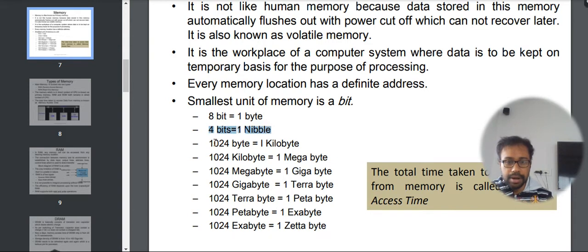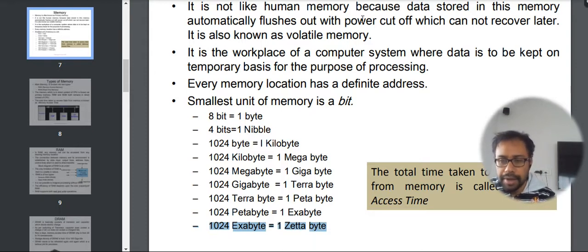4 bits is equal to 1 nibble, 1024 bytes is equal to 1 kilobyte, 1024 KB is equal to 1 MB, 1024 megabytes is equal to 1 GB or gigabyte, 1024 gigabytes is equal to 1 terabyte, 1024 terabytes is equal to 1 petabyte, 1024 petabytes is equal to 1 exabyte, and 1024 exabytes is equal to 1 zettabyte. Although the highest memory available is 1 gigabyte, that is the amount of memory consumed by Google Earth. So that is the highest structure of memory available.